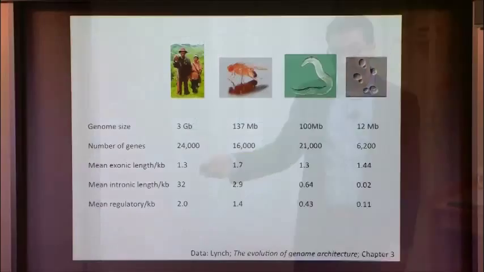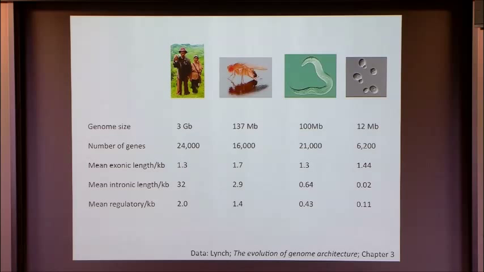One thing that does vary enormously, and that humans have a lot more of, are introns. This is the average length of exonic sequence per gene, and this is the average length of intronic sequence per gene. Humans have an order of magnitude more than Drosophila, or two orders of magnitude more than C. elegans. So we might think humans have more introns.